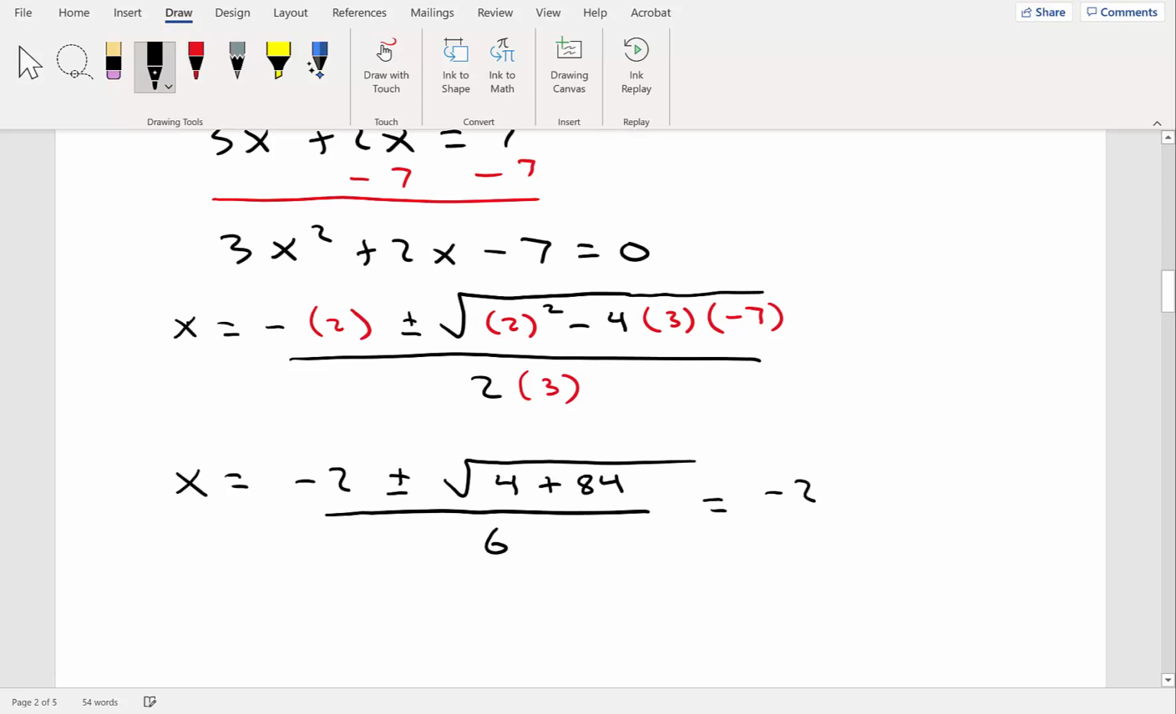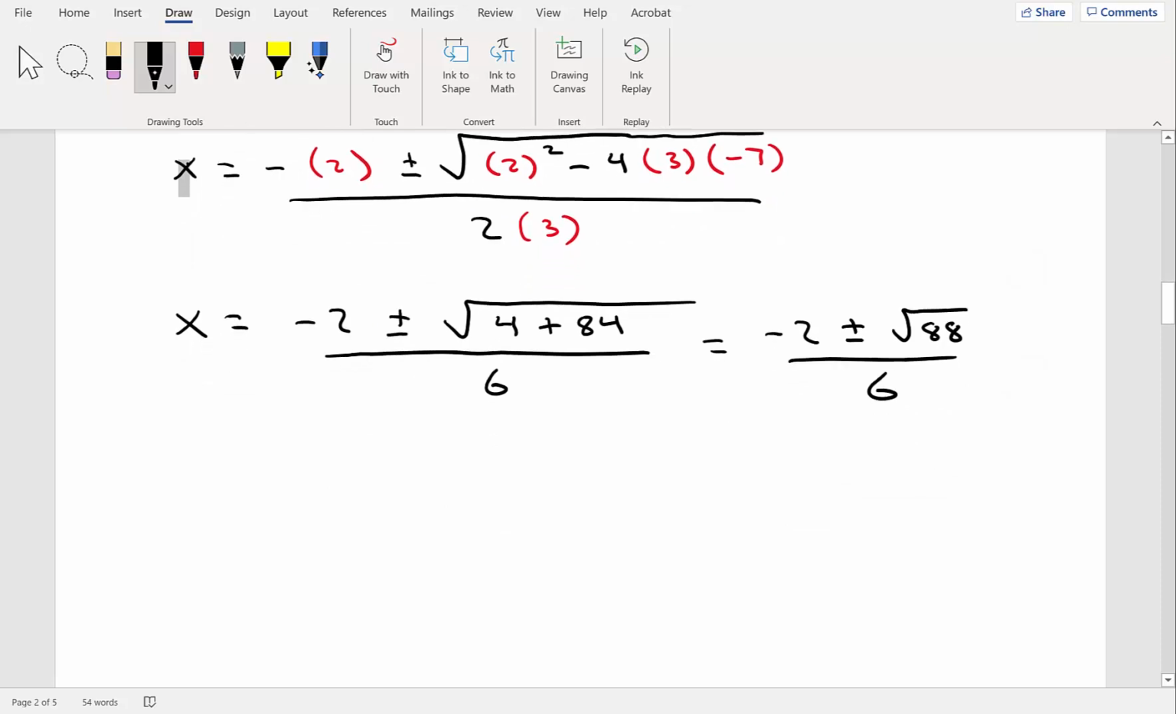Simplify further, I get negative 2 plus or minus the square root of 88, over 6. Now the square root of 88, we need to simplify that. So let's go ahead and break it down with the factor tree to see how we could simplify that square root. So first, two numbers that multiply to give me 88. I'm going to use 8 and 11.